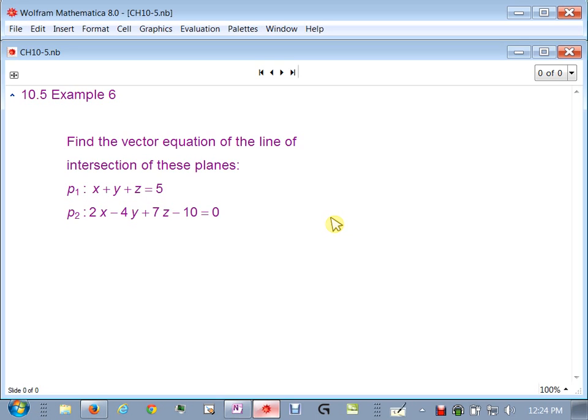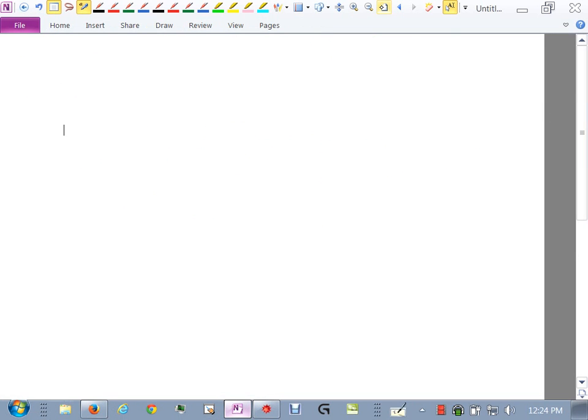All right, find this vector equation of the line of intersection. This right here is a fundamental concept in this class. You have to be able to find the vector equation of the line of intersection of two planes. All right, let me write the planes down first. I have P1 is the plane x plus y plus z equals 5. Plane 2 is 2x minus 4y plus 7z. Are those the same two planes that we had a little while ago? Yes?